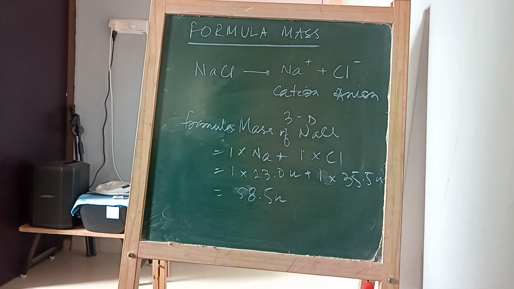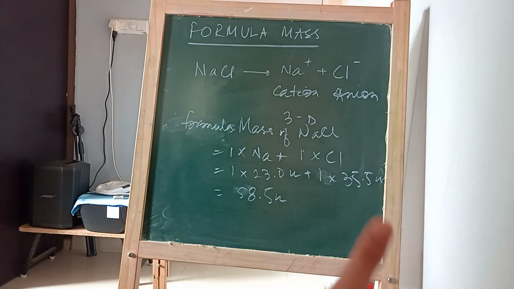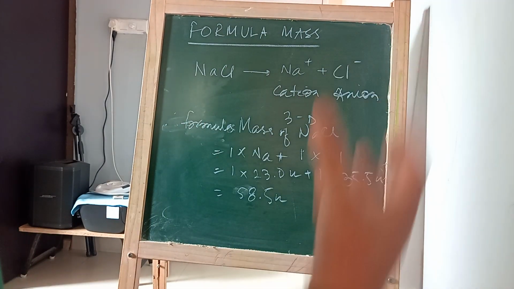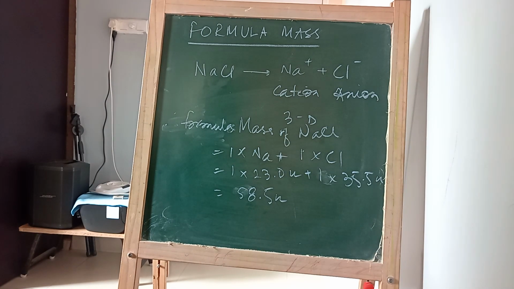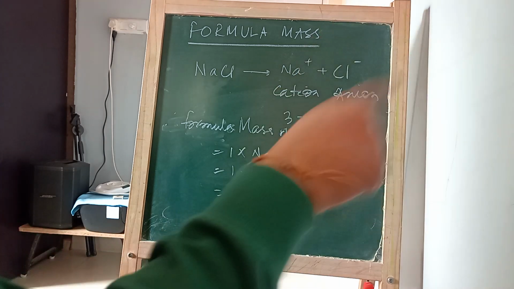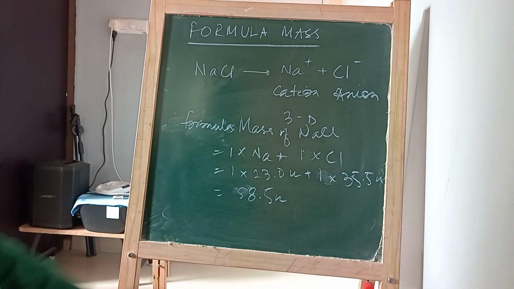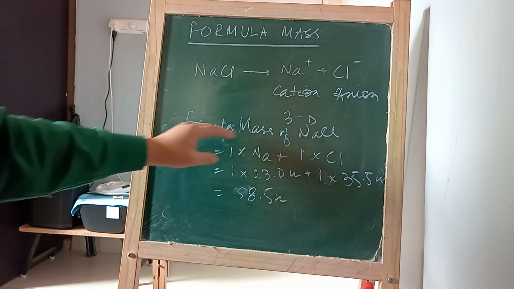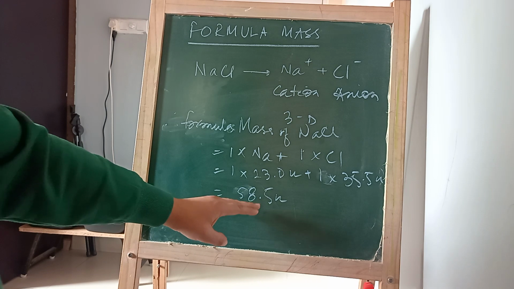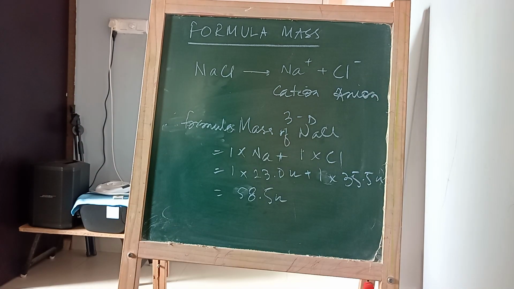And what does U mean? How is U defined? Unified mass is defined as 1 by 12th of the mass of a carbon-12 atom. Not carbon-13, not carbon-14, carbon-12 atom. You take a carbon-12 atom, and 1 by 12 of that carbon-12 atom is 1 U. 58.5 U means 58.5 times 1 U, or the formula mass of sodium chloride is 58.5 times 1 by 12 of one carbon-12 atom.